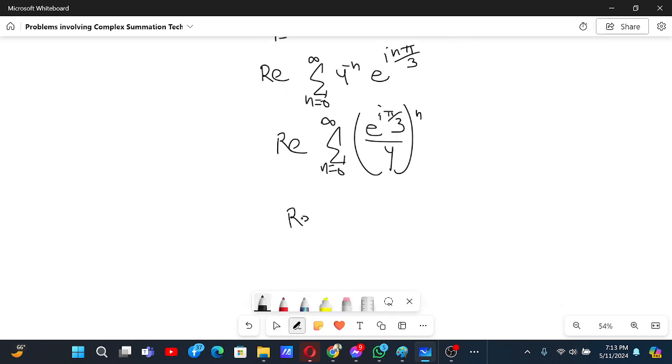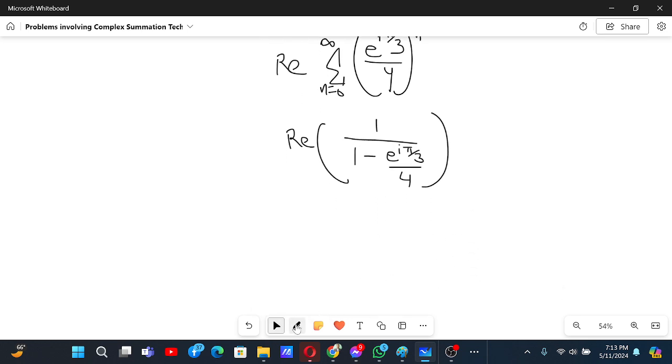That gives us the real part of the formula a by 1 minus r. a is just 1 because the power 0 term is 1. So a by 1 minus r is just 1 over 1 minus e to the power i pi by 3 by 4. Now this is the sum. Now let us take the 4 to the numerator, so over here we have 4 minus e to the power i pi by 3.